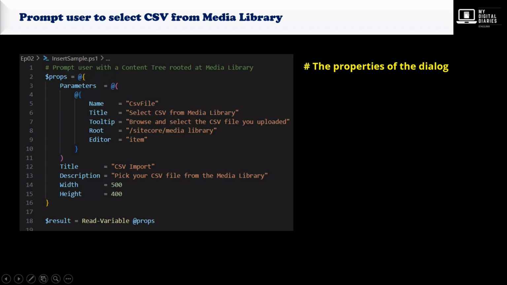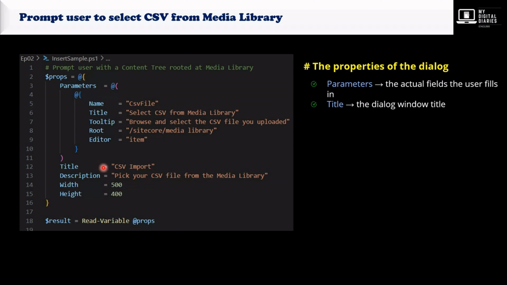Here, props is just a PowerShell hash table that defines how the dialog should look and behave. It defines, using parameters, the actual fields that the user fills in. Then you have a title, which is basically the dialog window title. Then we have a description, which is some helpful text under the title.